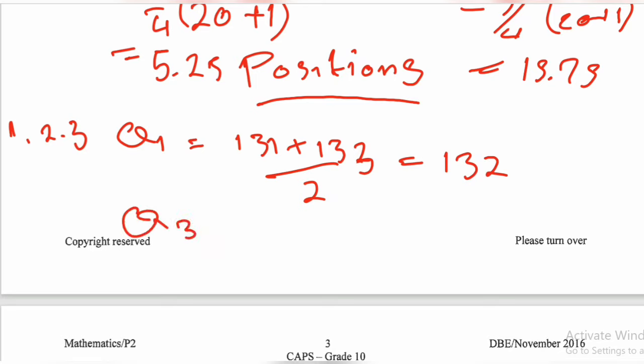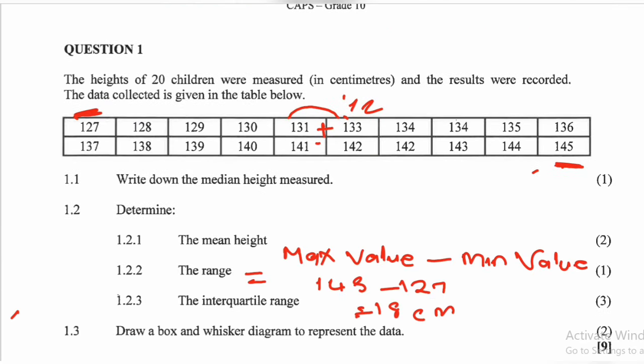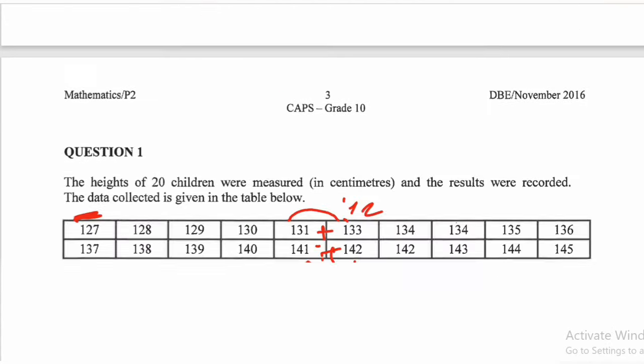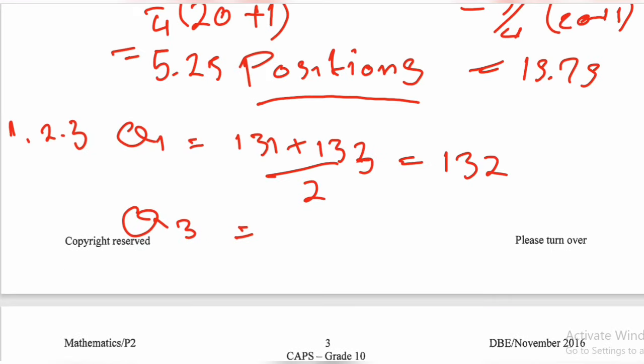Now let us find our upper quartile. It said that we must find it at 15.75. Let's quickly go there to 15.75. So it's 141 and 142. So we'll have to add them together, then divide it by 2. So let's go back again. For Q3, it's 141 plus 142 divided by 2, that gives you 141.5. Now these are our quartiles, Q1 and Q3.